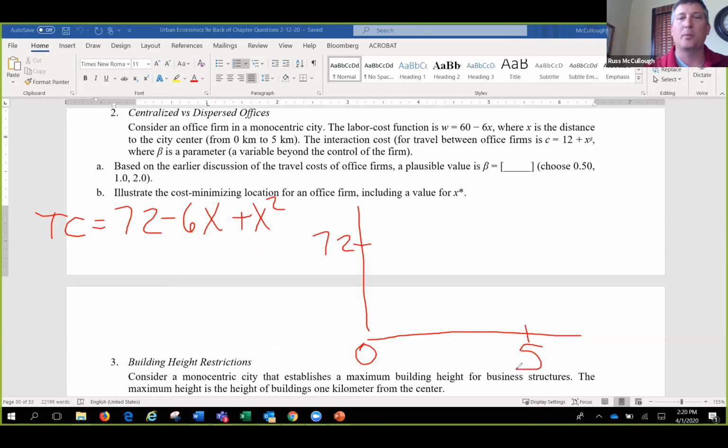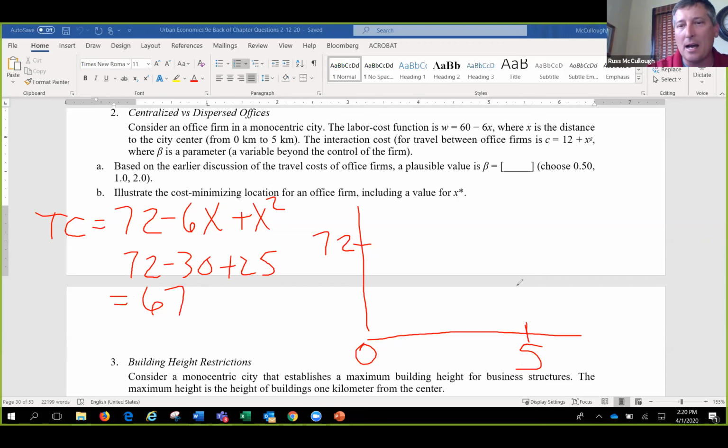And chat box is open. What is it at 5? Okay, looks like we got some 67s, right? So at 5, we got 6 times 5 is 30. So 72 minus 30, which is 6 times 5, plus 25. So that whole thing gives us our 67, right? So 72 minus 30 is 42. 42 plus 20 is 62 plus 5 is 67. That's the way my brain works in my head anyway.